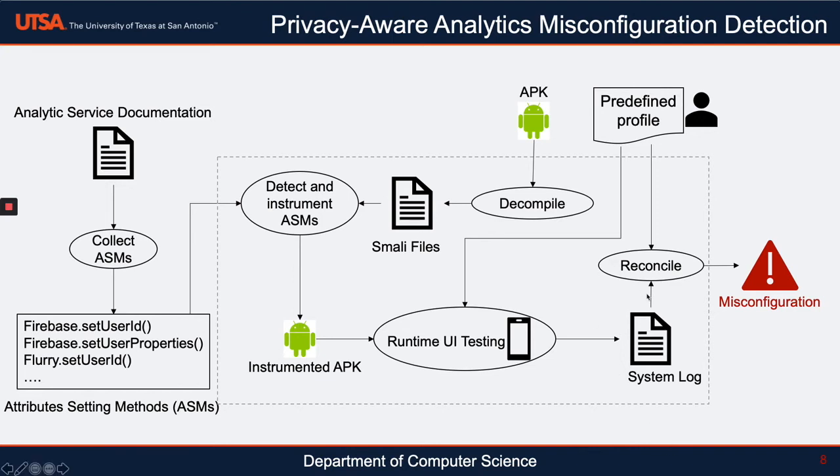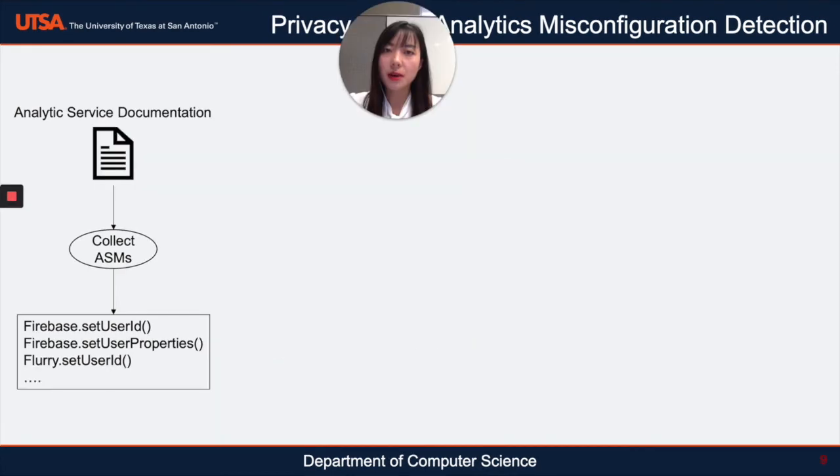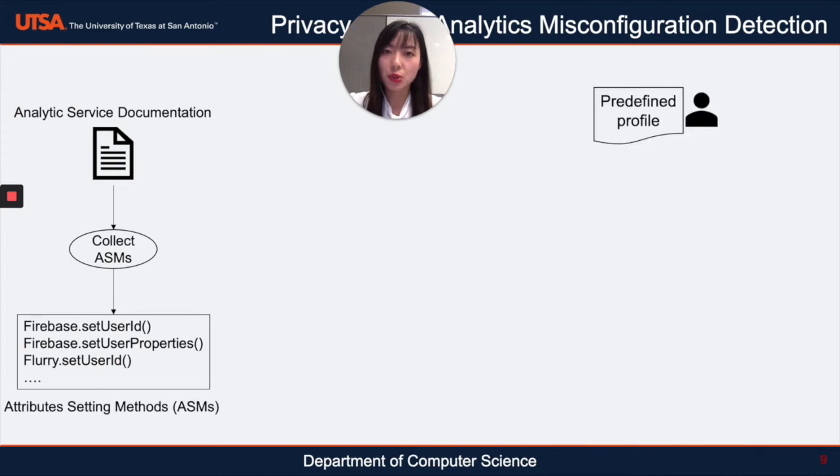we evaluate the most popular 1,000 Google Play Store apps that contain at least one ASM invocation in their code. We started by investigating the documentation of the most popular analytics services. We collected the attribute setting methods from them. Also, to perform the study, we needed to create a user profile, which includes a real Gmail account, the device identifier from our test mobile device, a fake username and full name.